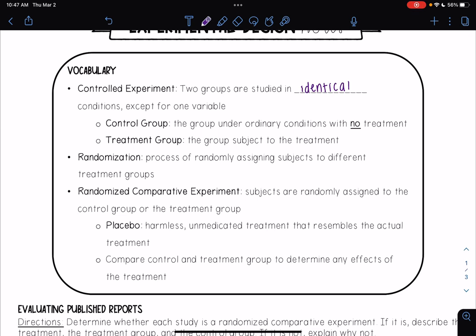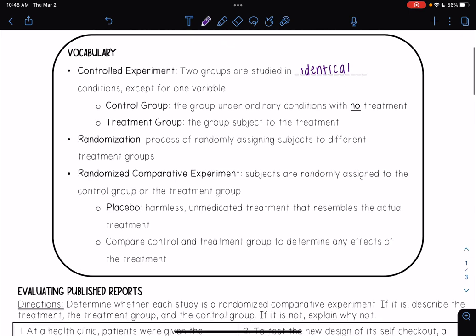So looking back at that previous example, the treatment group would get the weight loss drug, where the control group would get a placebo. So something that looks like it, so it's still a pill maybe, but it actually doesn't do anything. And then we compare the control and treatment group to determine any effects of the experiment. And so we look at the end and see whether the treatment group had any significant difference to the control group. And so it's important to be able to determine the effects of the treatment that we do have randomization. Otherwise, some bias can occur, like we've talked about in previous lessons.